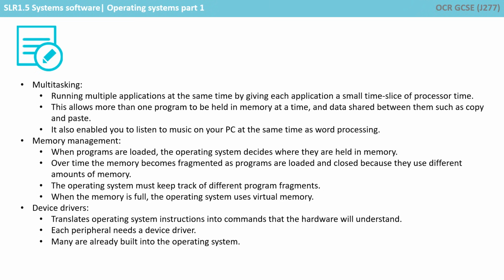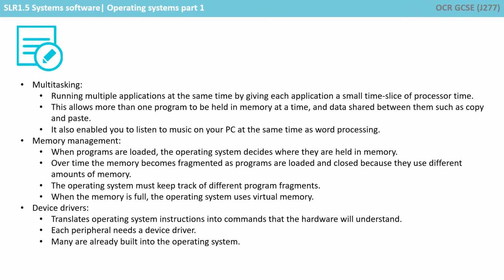So let's just recap these three tasks that operating systems perform that we went through in this video. Multitasking, the running of multiple applications at the same time by giving each application a small time slice of the processor. This allows more than one program to be held in memory at a time and data shared between them, such as copy and paste. It also enables you to listen to music on your PC while performing other tasks such as word processing.